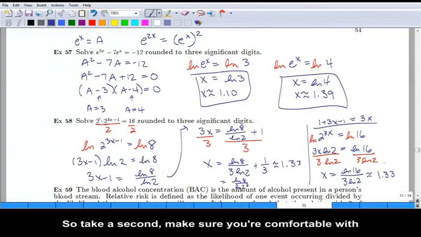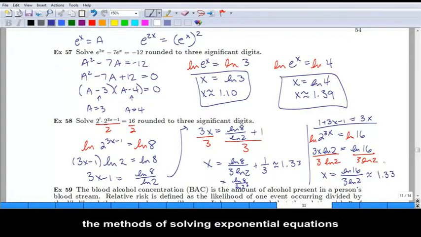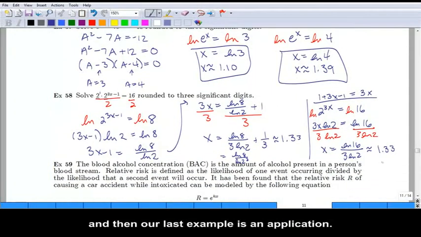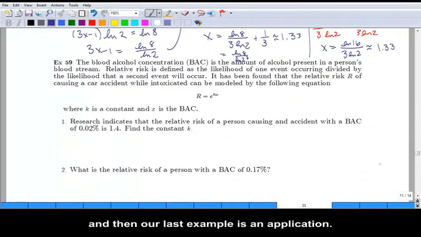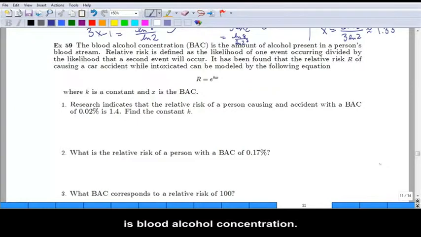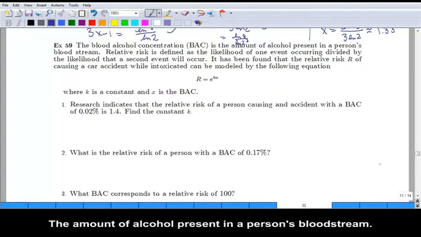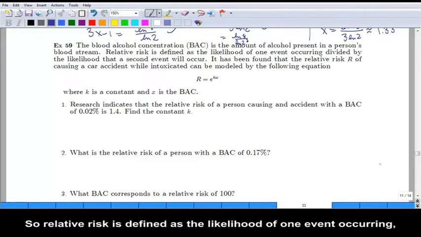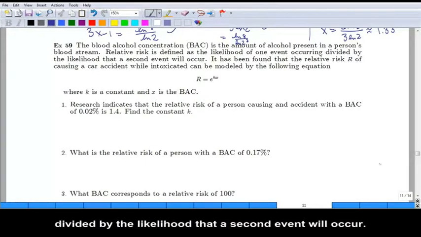So take a second, make sure you're comfortable with the methods of solving exponential equations, and then our last example is an application. A common example of the exponential function and exponential decay is blood alcohol concentration, the amount of alcohol present in a person's bloodstream. Relative risk is defined as the likelihood of one event occurring divided by the likelihood that a second event will occur.